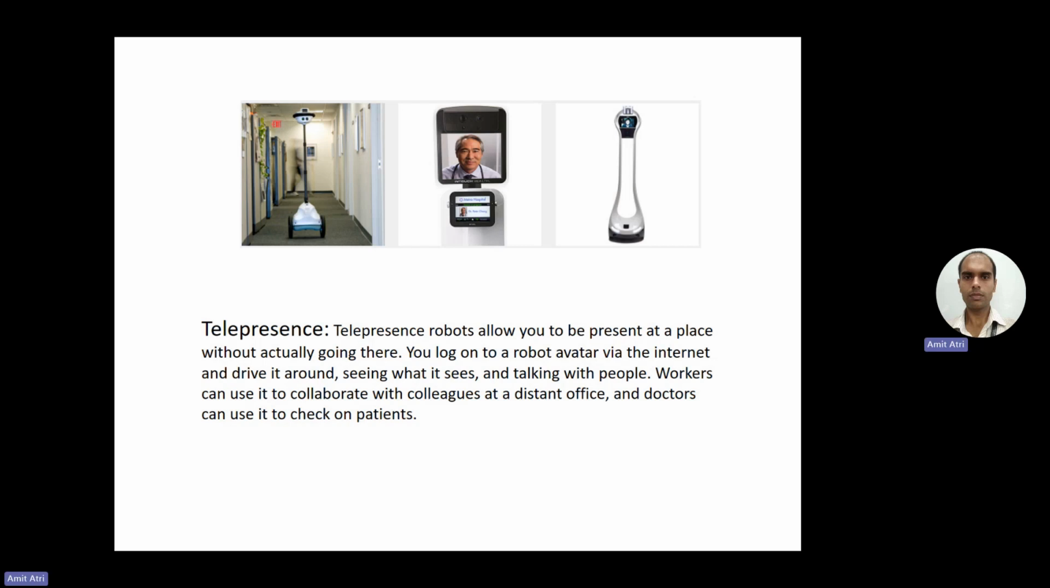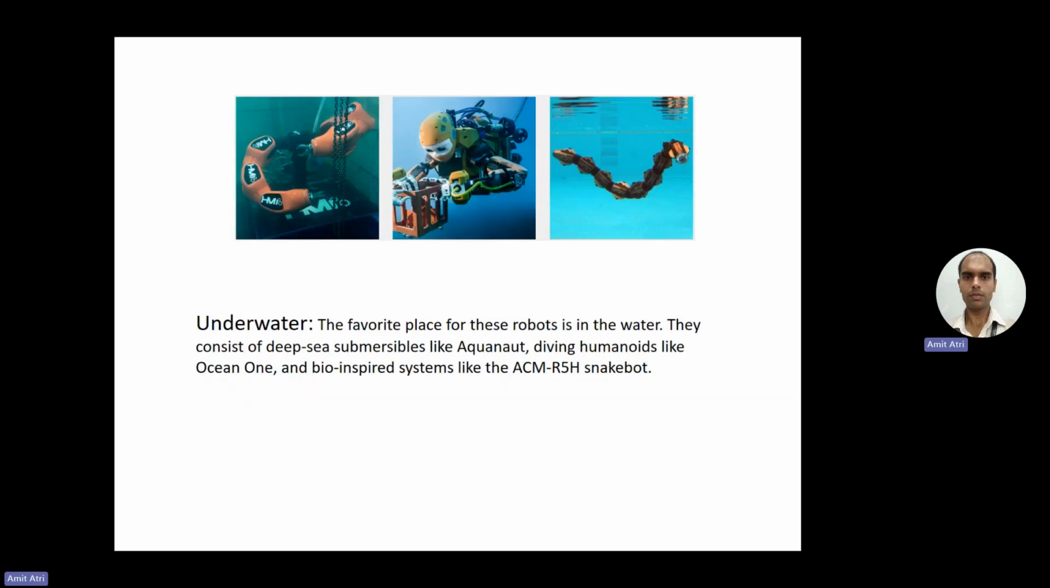And another category is the underwater robot, working underwater. These images give an idea of some popular or common underwater robots. The first one is the deep submersible, that is the Aquanaut. The first image shows that. Next one is the diving humanoid robot, the Ocean One. And another one, a bio-inspired system like the ACM R5H Snakebot. Okay, so I shall stop here for today.